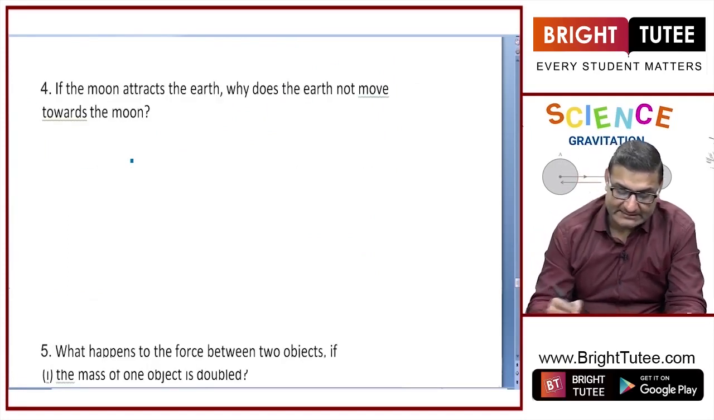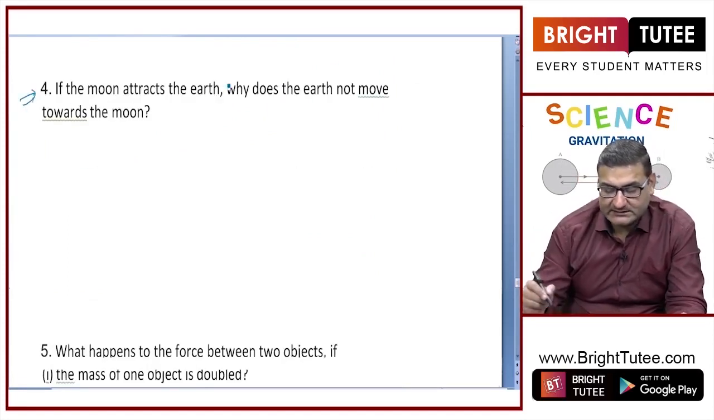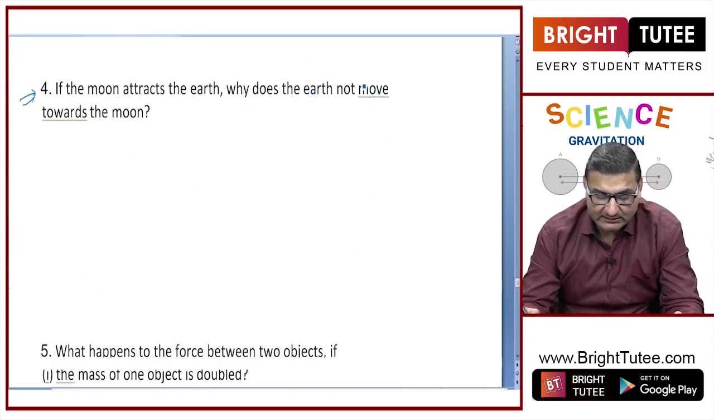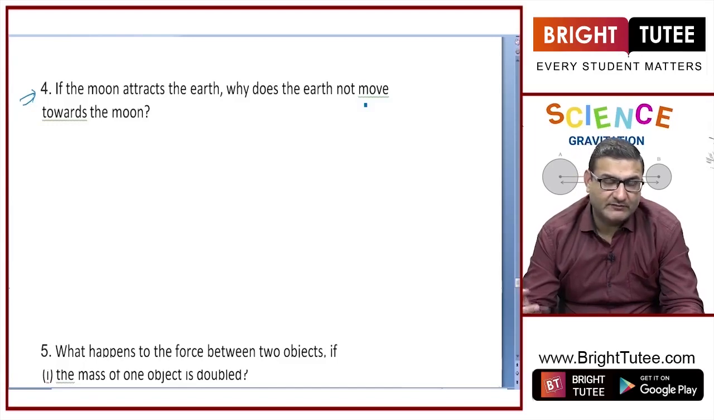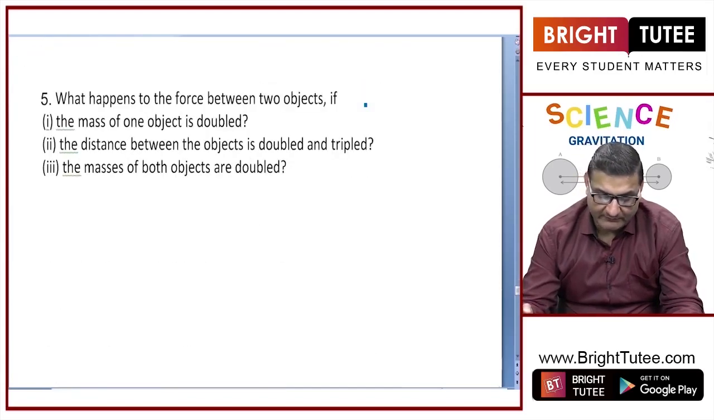Okay. Let us see, if the moon attracts the earth, then why does the earth not move towards the moon? This we have already discussed. There are two reasons. First, the mass of earth is too much, and second, the distance between them is too much. So that is why the movement of earth towards the moon is not visible, fine.